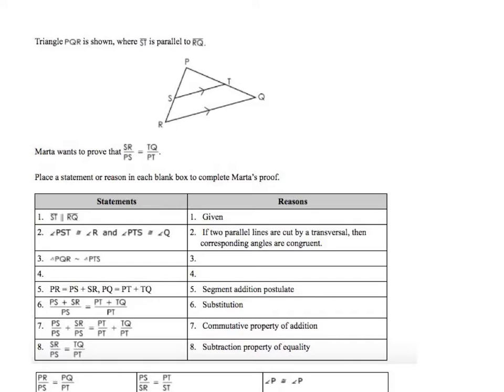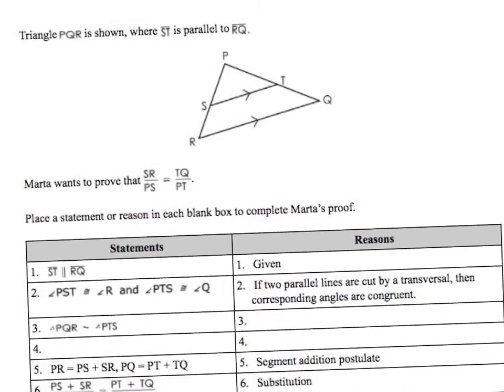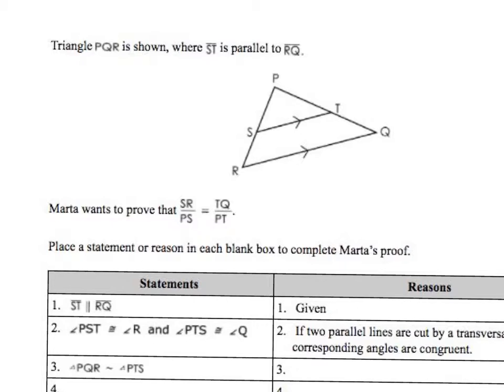We start off by saying these are parallel, that's fine. And then we're saying angle PST, which is this angle here, is the same as angle R, and that is because these are corresponding angles. Remember, ST and RQ are parallel, so if I were to continue them, they're parallel, and we have this other line that cuts the two parallel lines. What we also know is PTS, which is this guy, is the same as angle Q.